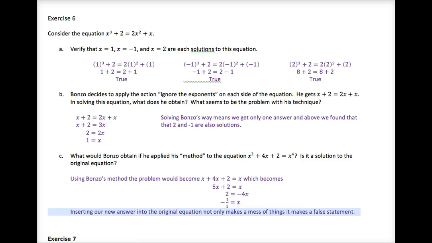So inserting this new answer into the original makes quite a mess of things, and in the end, if you look, it makes it quite false, because again we said these two were 0 pair, but -1/2 squared is 1/4 and -1/2 to the 4th is 1/16. Not true.